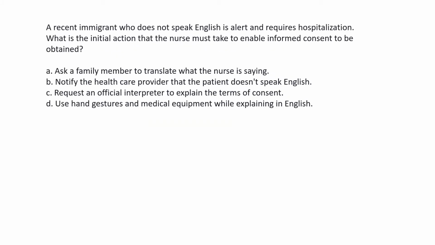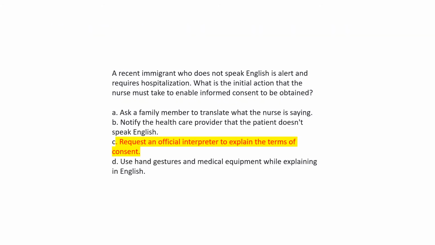A recent immigrant who does not speak English is alert and requires hospitalization. What is the initial action that the nurse must take to enable informed consent to be obtained? A. Ask a family member to translate what the nurse is saying. B. Notify the health care provider that the patient doesn't speak English. C. Request an official interpreter to explain the terms of consent. D. Use hand gestures and medical equipment while explaining in English. Answer C. Request an official interpreter to explain the terms of consent.